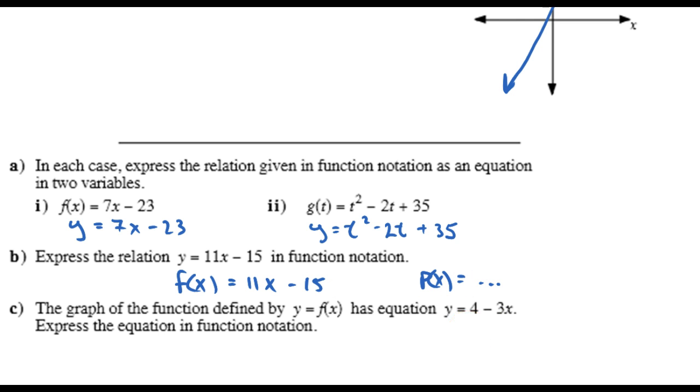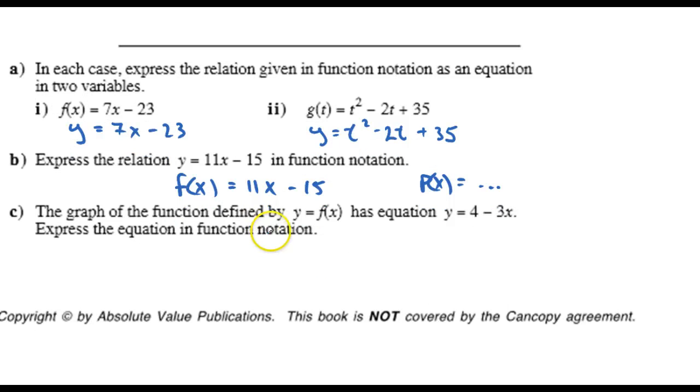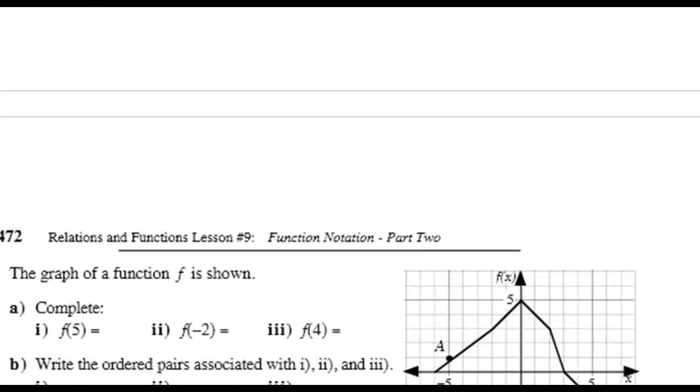The graph of the function defined by y equals f at x has the equation y equals 4 minus 3x. Express the equation in function notation. Again, the y does equal the f at x, so we can just substitute that y in for f at x: 4 minus 3x. Okay, let's keep rolling here.